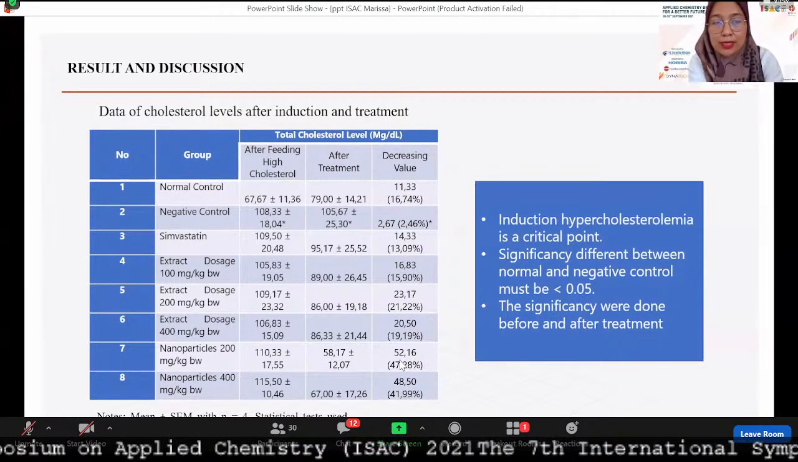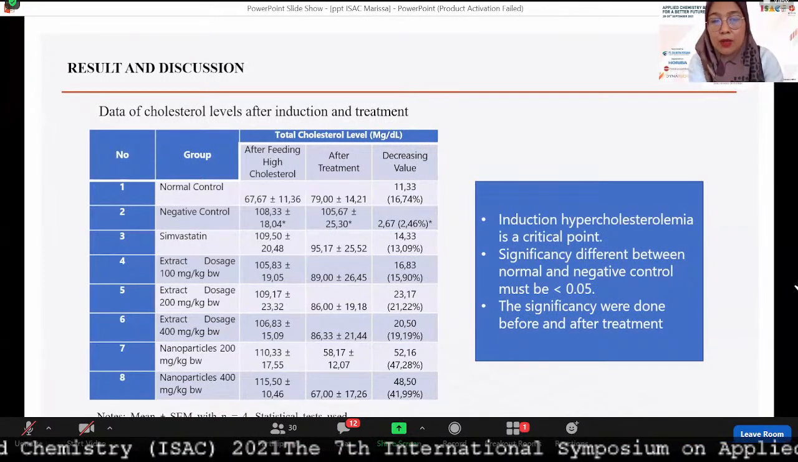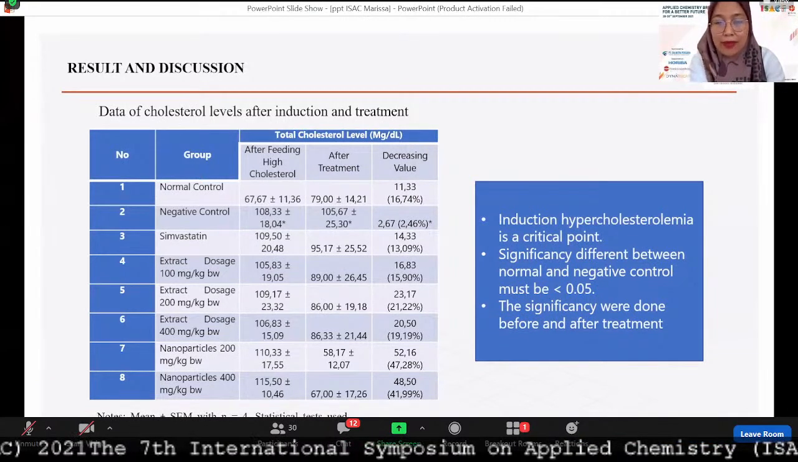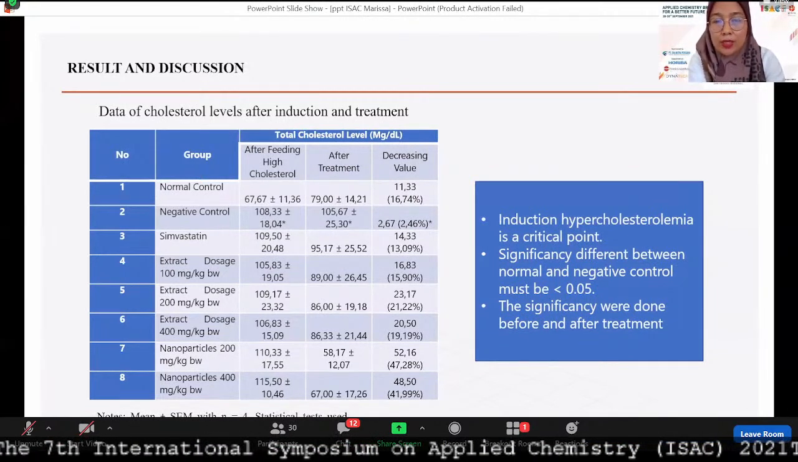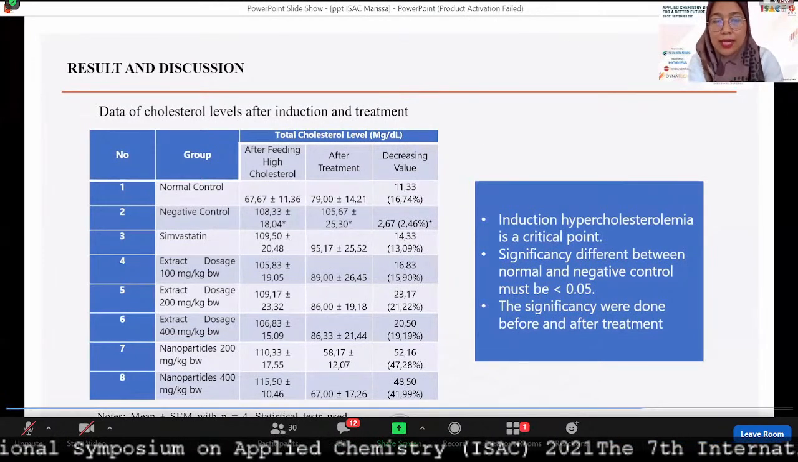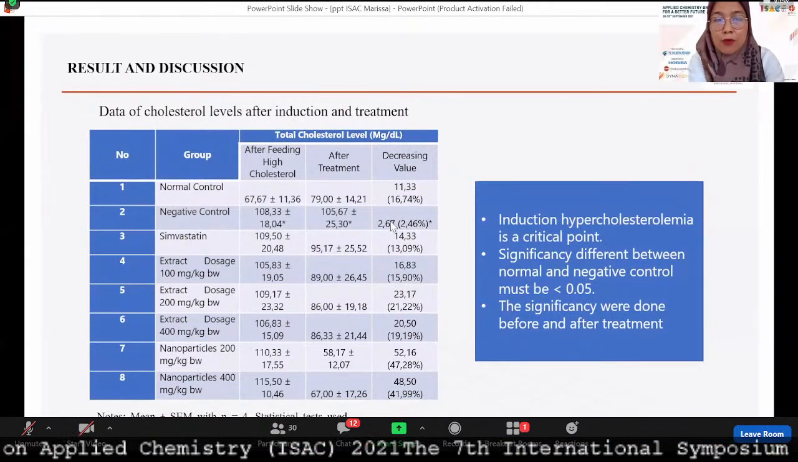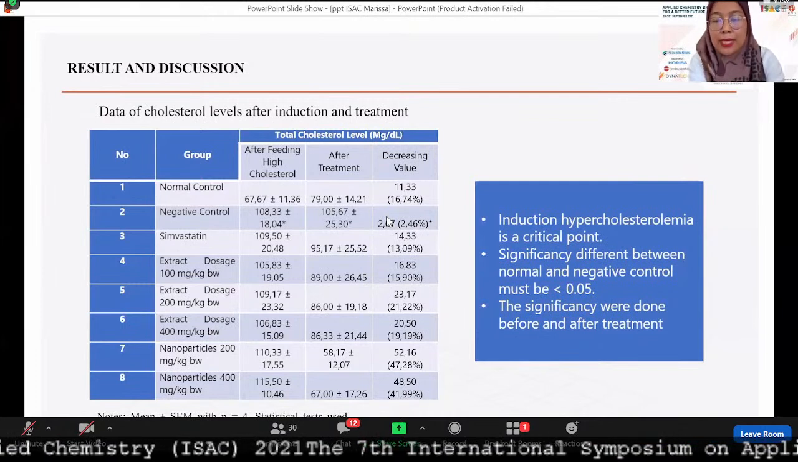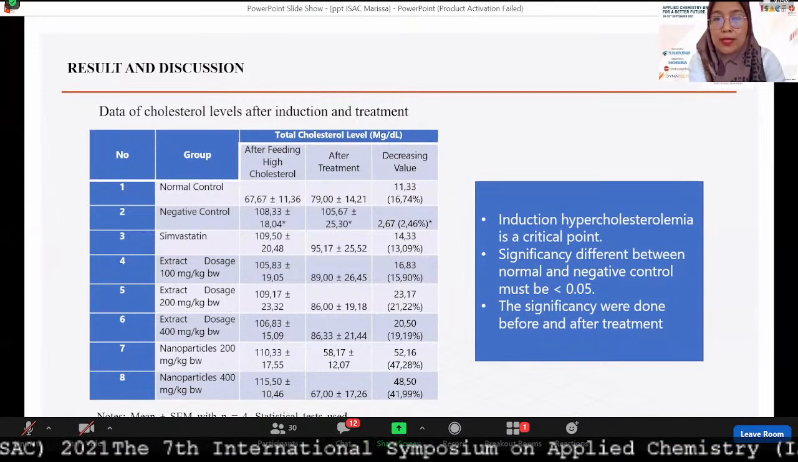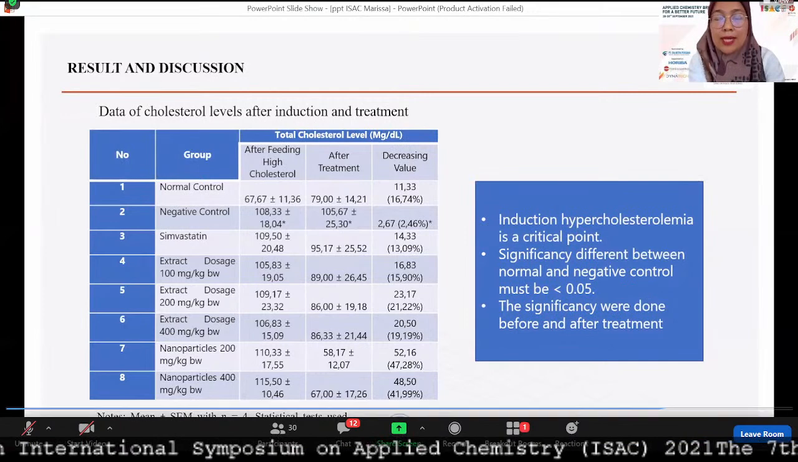at concentration 200 milligram per kilogram body weight and also 100 milligram per kilogram body weight gave the highest decreasing value. And we calculated this with one-way ANOVA. This result shows that the decrease is significant if we compare with the negative control. It means nanoparticle has potential to be developed next as a candidate of hyperlipidemic drugs.